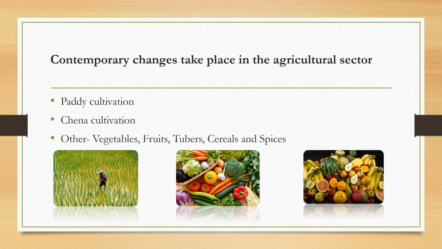Normally in the agricultural sector we see paddy cultivation, chena cultivation, and other production. For other production, we can say vegetables, fruits, tubers, cereals, and spices, right? We see paddy cultivation in our area too, and chena cultivation. The people engaged in chena cultivation rely on rainfall. Mostly the chena cultivation is done during the rainy season.